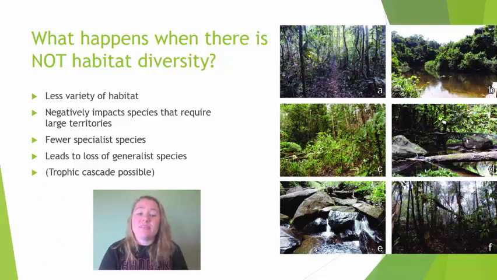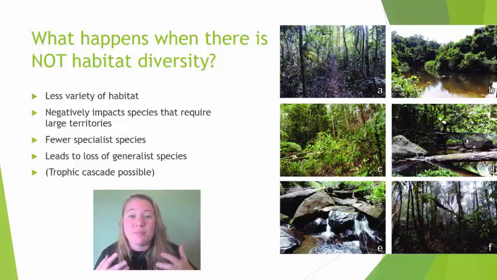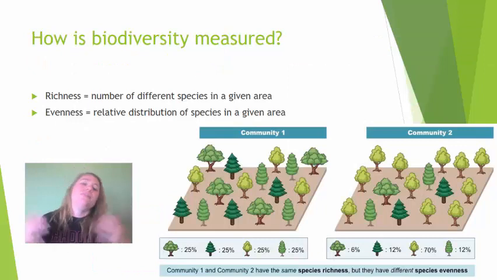And also, having these losses in the habitat diversity can lead to trophic cascades. So when we think back to our food chains and food webs, if we have something such as a mountain lion that normally has a very large territory, is now not able to move throughout that entire area, that can start to impact the populations of their prey species, which can then impact the population of the plants in that community and other species, and we start to see that trophic cascade.